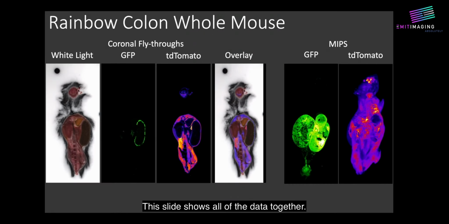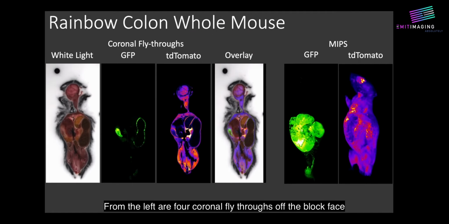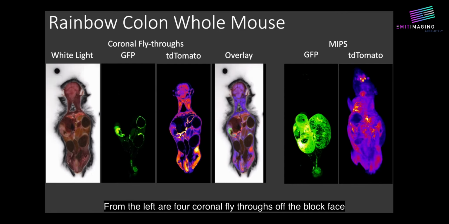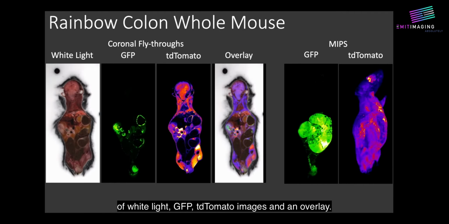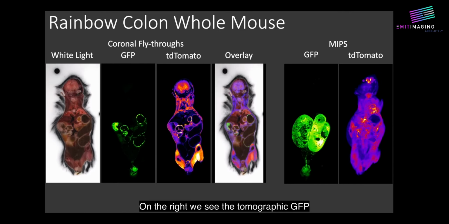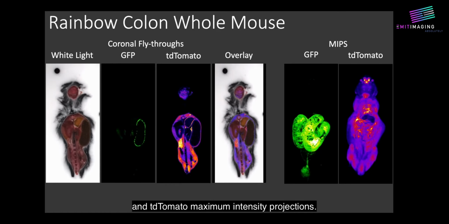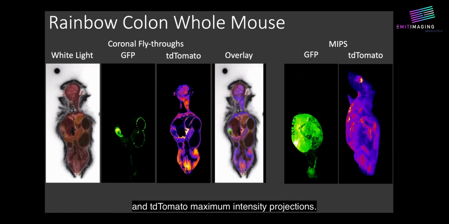This slide shows all of the data together. From the left are 4 coronal fly-throughs off the block face of white light, GFP, and tdTomato images and an overlay. On the right, we see the tomographic GFP and tdTomato maximum intensity projections.